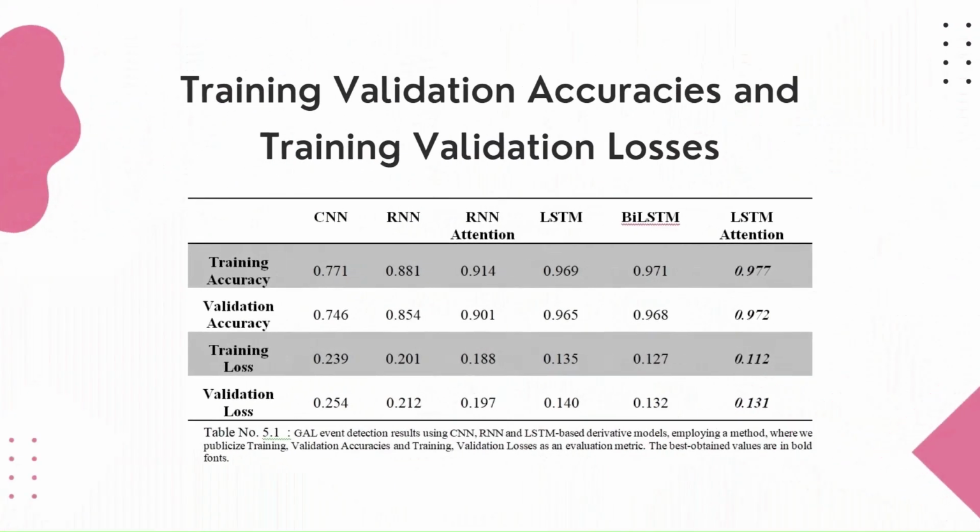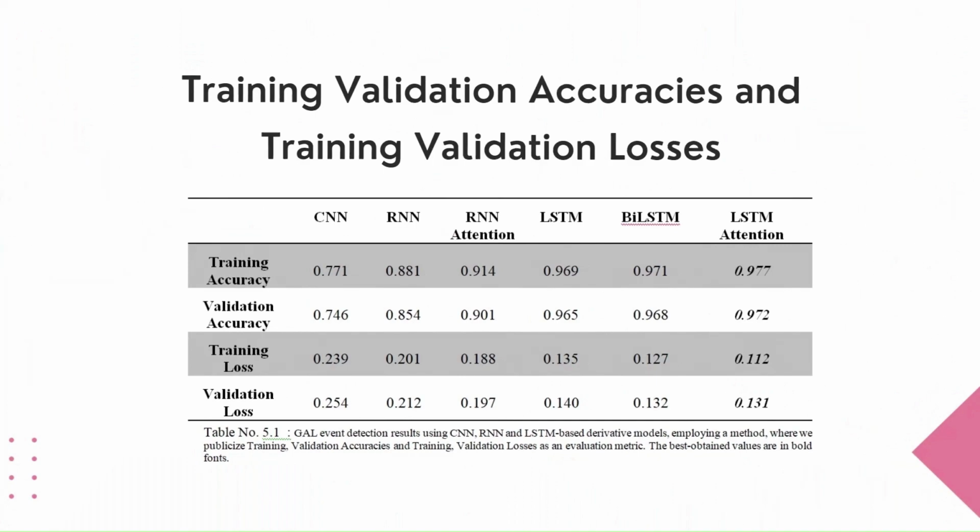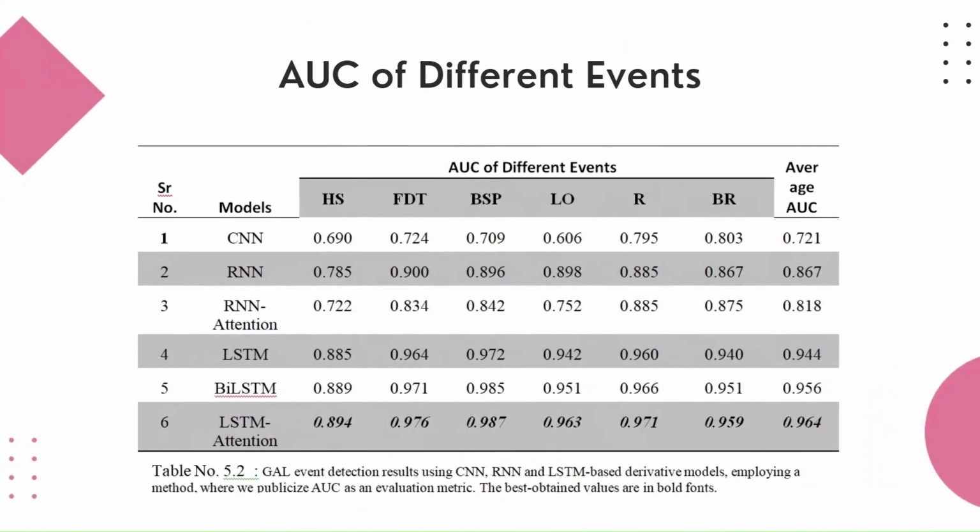We have taken training validation accuracies, training validation losses, and comparing the AUC of 6 different events for all the models as parameters of evaluation for the project. It was demonstrated that LSTM with attention showed the best results among all the deep learning architectures.